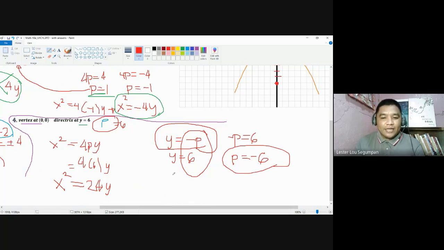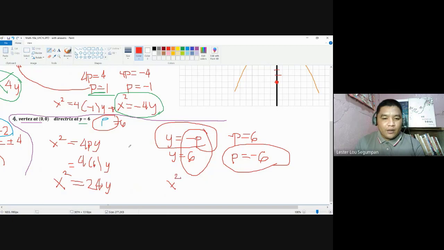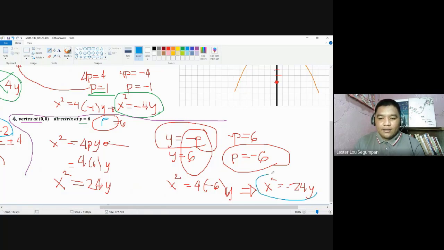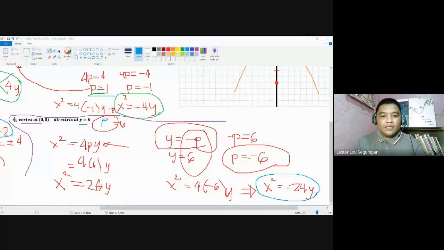Okay? And then as we substitute it to our equation here, you will have 4 times -6y. This will yield an equation x squared is equal to -24y. This is now the correct standard form of the equation. How is it done? The point here is to analyze properly the value for p, and for that you could use all the given.